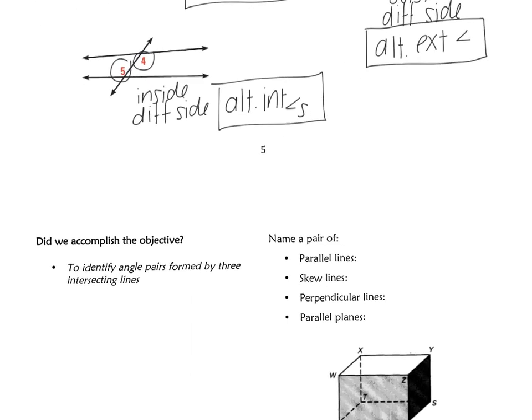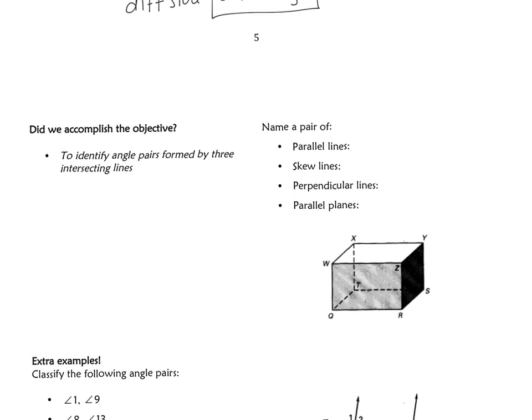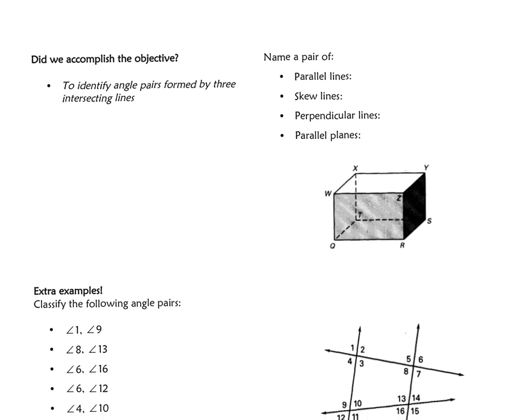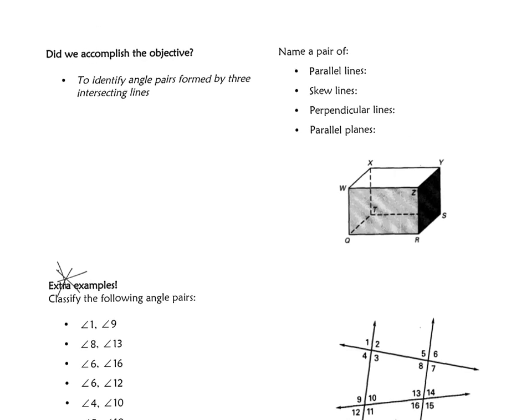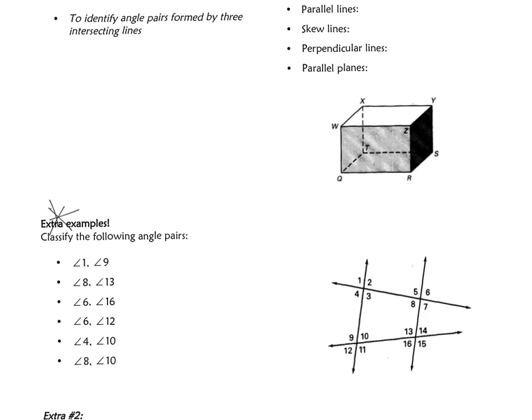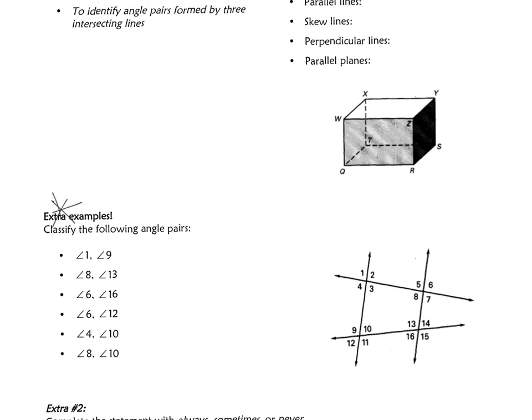Last part is, did we accomplish the objective? So I would like you to look at this box and tell me a pair of parallel lines, skew lines, perpendicular lines, and parallel planes. In addition to that example, please try this extra example, just the first one. I want to see what you can do with classifying these angle pairs. We will talk about both of these in class tomorrow. Please bring any questions or clarifications for these 4 very important types of angles. Have a great time doing the work.